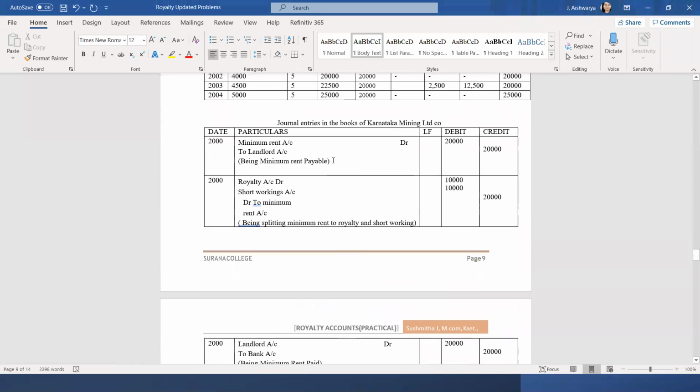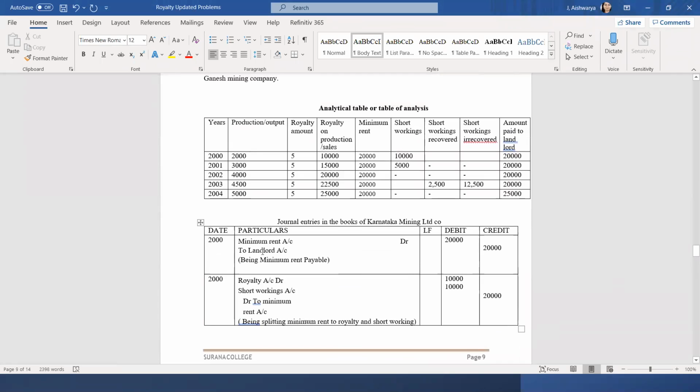Okay, what is the first entry? Minimum rent account. Is there any related entry here related to minimum rent? Minimum rent account debit to landlord account. Yes, minimum rent account debit to landlord account. There is a first entry which is related to minimum rent.